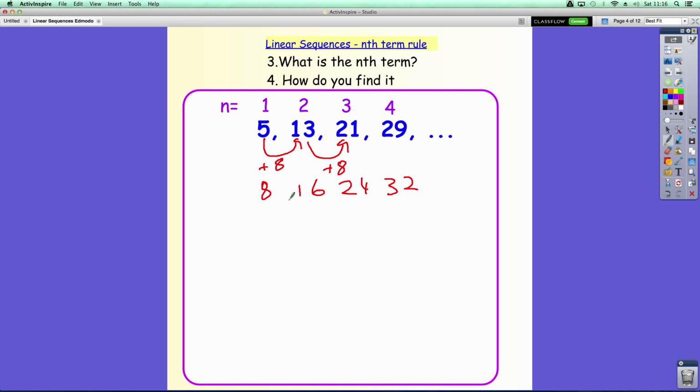So 8, 16, 24, and 32. Now when I compare both sequences, I can see that to get from 8 to 5, remember I only need to do it with the first number, is minus 3. So following on, 8, 16, 24, 32 is 8 times whatever position, n, which makes my first original sequence there 8 times n minus 3.